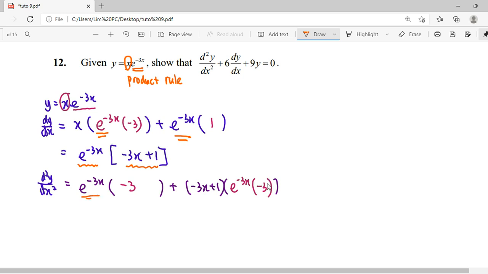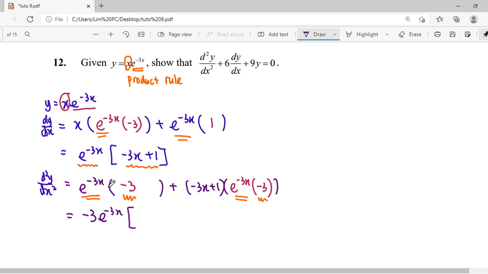In the first term, obviously we have e^(-3x). Here also we have e^(-3x). Then we have the constant -3, which we can also factorize out. So therefore, we're going to factorize out their common factor, which is -3e^(-3x).